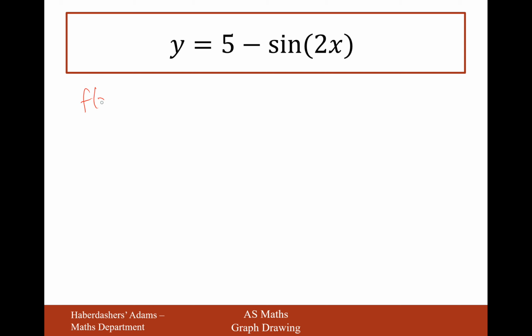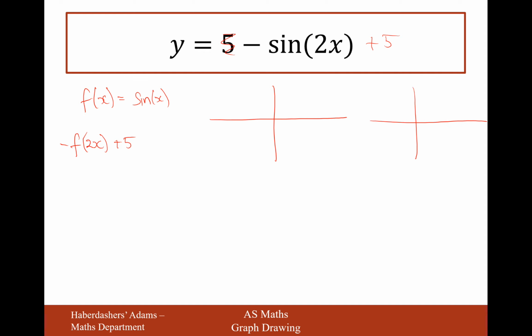The parent function here is sine x. And what type of transformations have we got happening here? Well, it's going to be a negative at the front of the function, 2x inside the function, and then add 5 afterwards. So let's break it down into smaller steps, quite a few smaller steps actually.